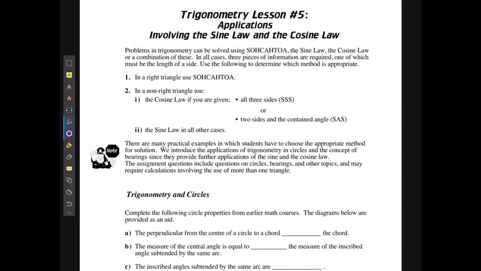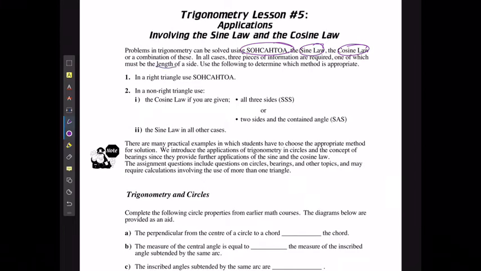Okay, for the last lesson in trigonometry, we're going to look at the applications involving the sine law and the cosine law. So problems in trigonometry can be solved using either SOHCAHTOA, if I can create right angle triangles, the sine law, or the cosine law, or a combination of multiple of these. We can also use the Pythagorean Theorem, as we already know. In all cases, three pieces of information are required, one of which must be a side length.